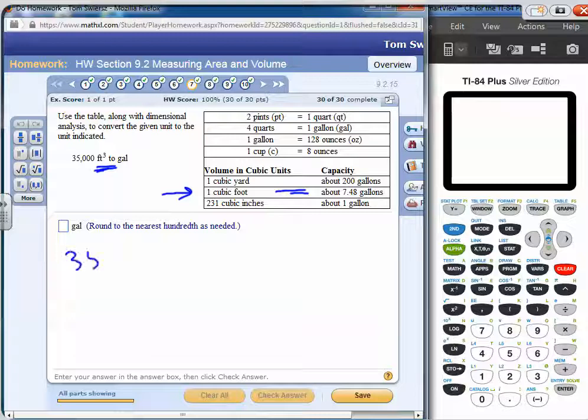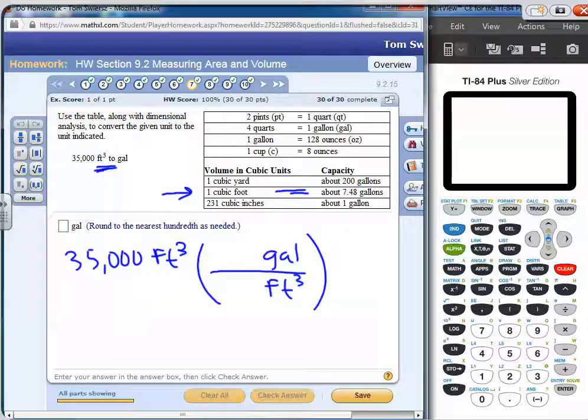So we have 35,000 cubic feet. That's what we're given. We want to convert to gallons, right? Cubic feet is what we want to cancel. So gallons, what we convert to, is in the numerator. Cubic feet is in the denominator. What are the numbers? For every 1 cubic foot, there are about 7.48 gallons, okay? So cubic feet will cancel. The 7.48 is in the numerator, so that tells us we're going to multiply 35,000 by 7.48 to get the number of gallons.